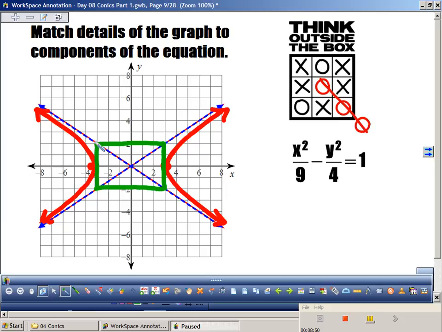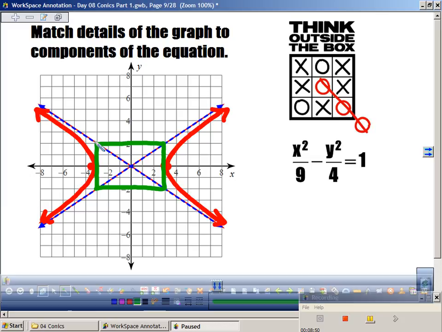And notice these are dotted. And when things are dotted, what does that mean? They're not really there, but they're having an effect on the graph. They're like boundaries, exactly what they are. They are boundaries.